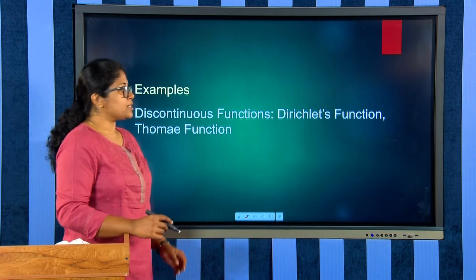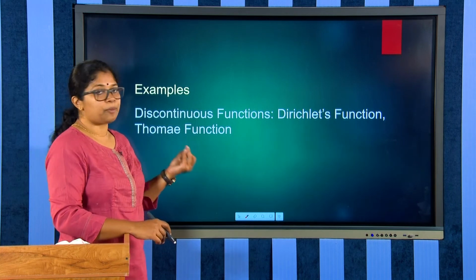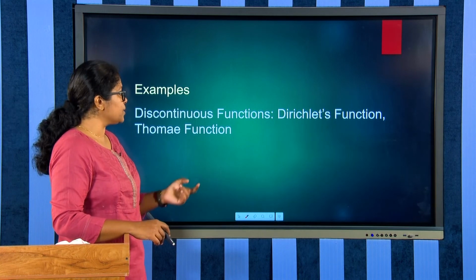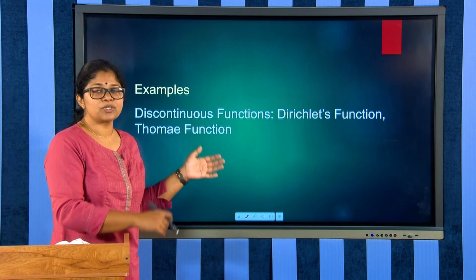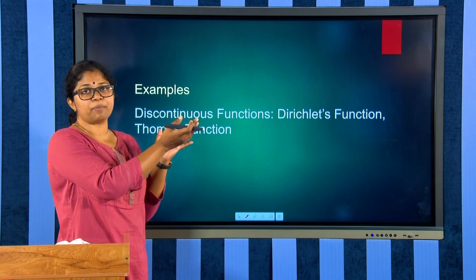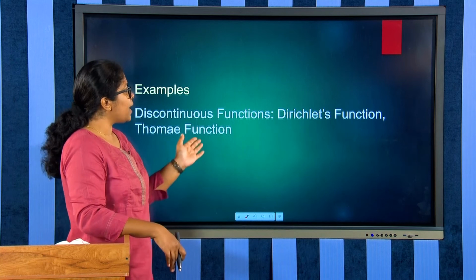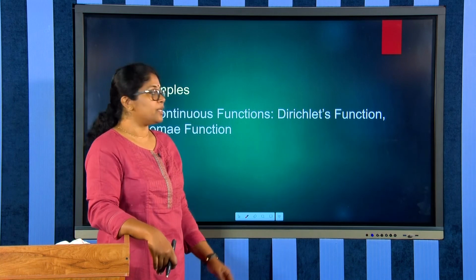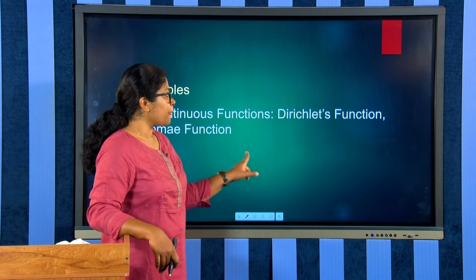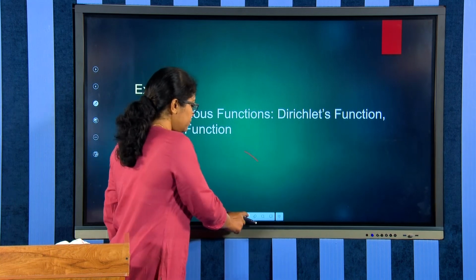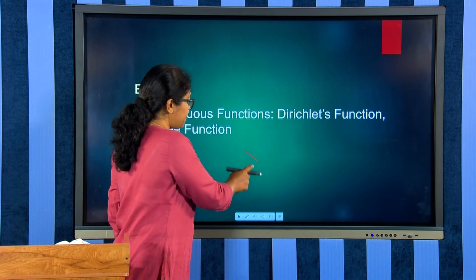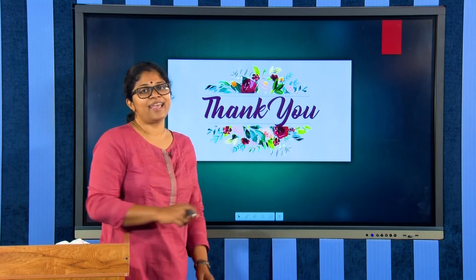So far we were discussing continuous functions, some of their properties, what are continuous functions or which class of functions can be considered as continuous functions, and some examples of discontinuous functions as well, and that is all. Thank you.